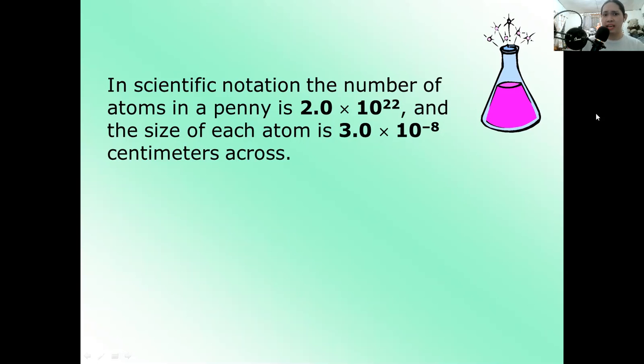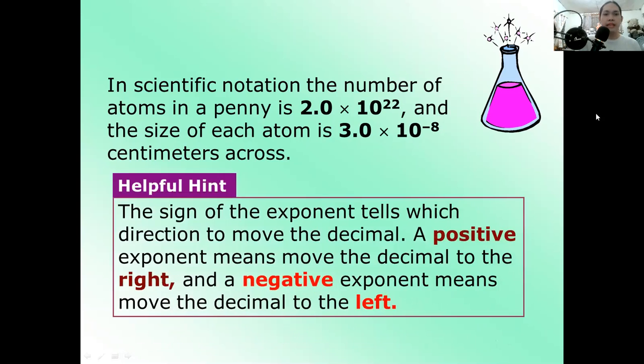And aside from that, the size of each atom is 3.0 times 10 to the power of negative 8 centimeters across. So this is the use of scientific notation. That's the reason why I introduce scientific notation in math, so that you will be able to work with very big and very small numbers. It's easier to solve with big or very small numbers if they are in scientific notation.